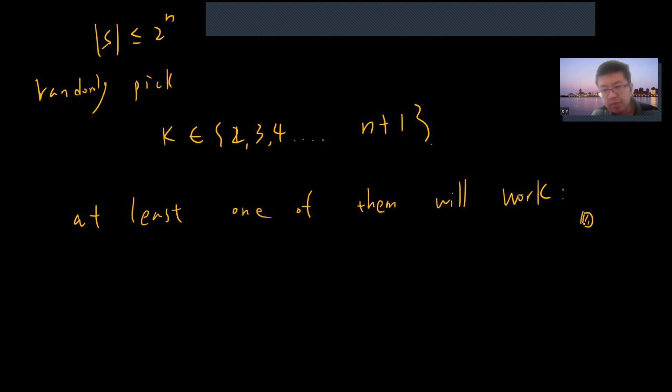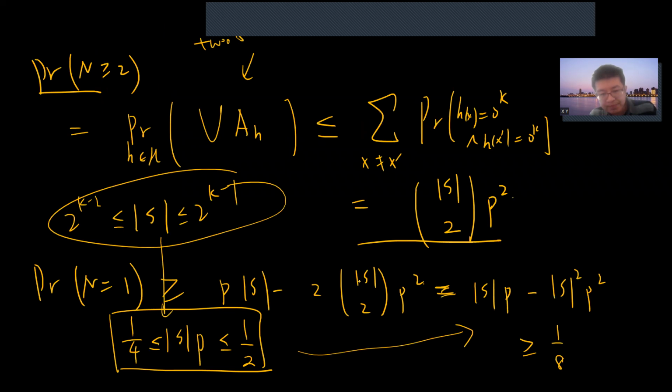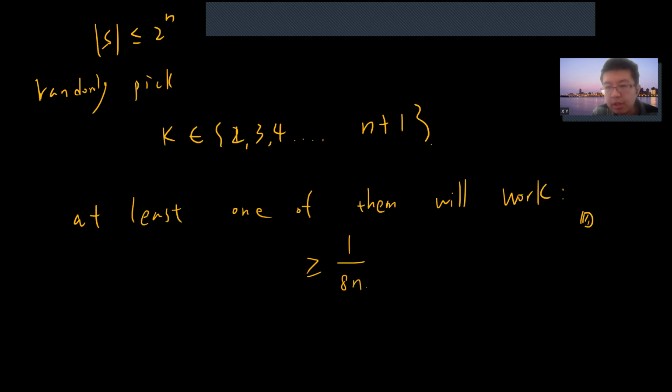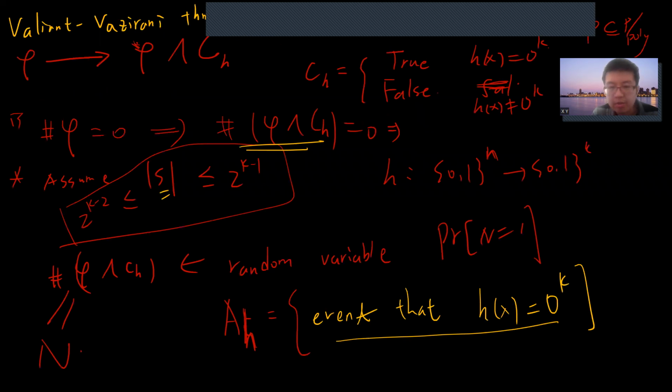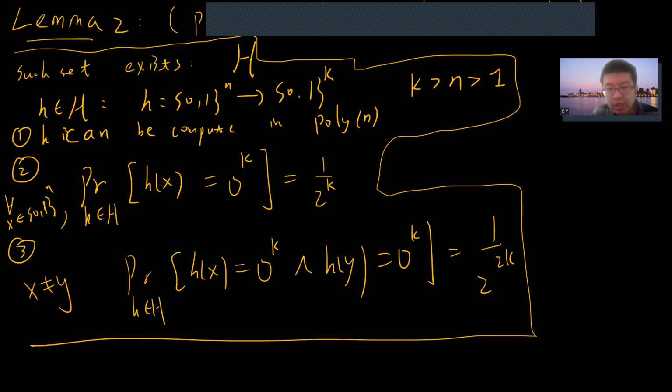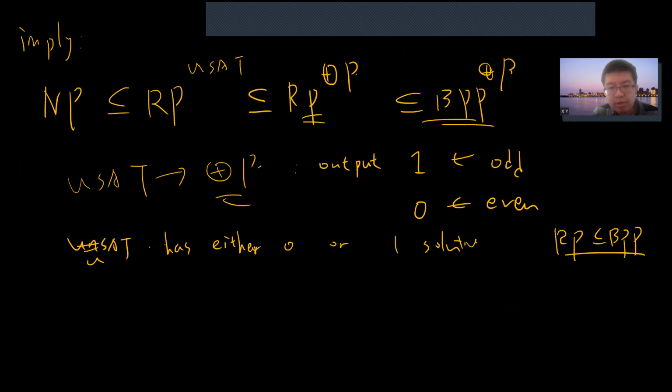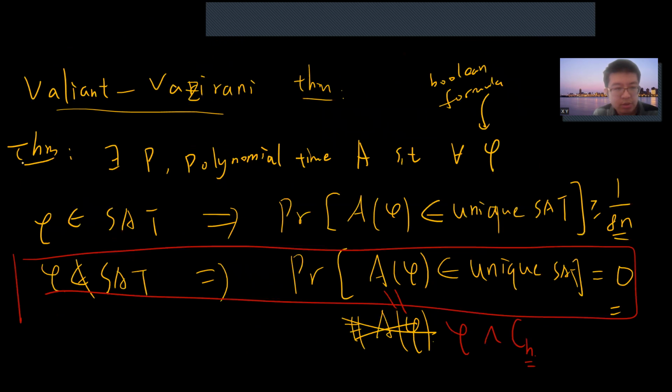So this finishes the proof. At least one of them will work with a probability greater or equal to 1 over 8. In the rest of the cases I don't care. So we combine these two, and we have proved these results.